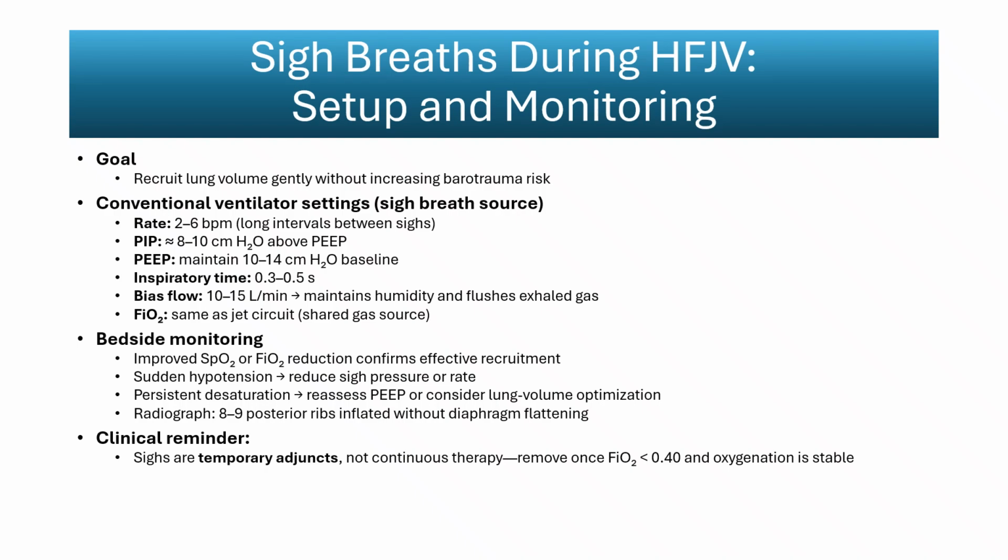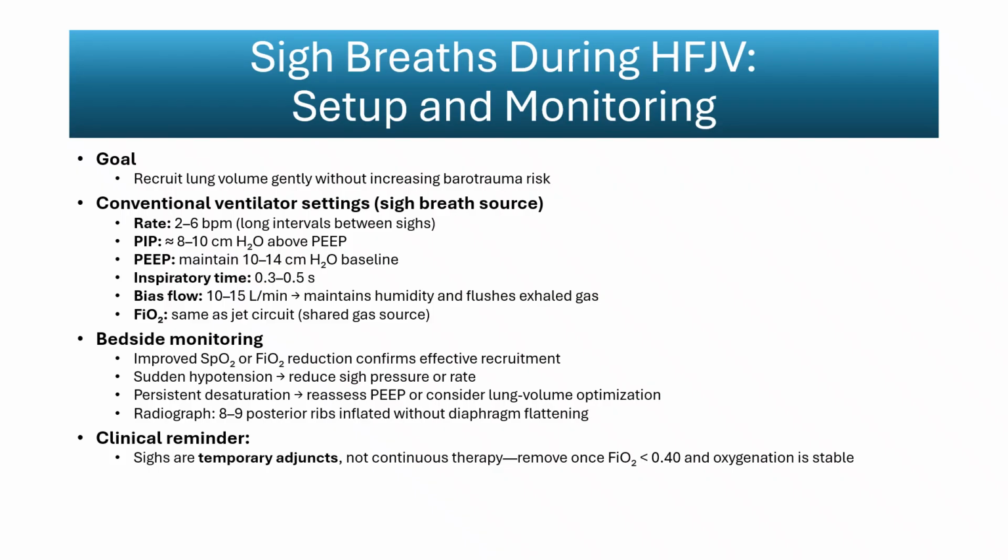The rate is set between 2 and 6 breaths per minute, giving sufficient time between sighs for passive exhalation and jet function. Peak inspiratory pressure is usually 8 to 10 centimeters of water above baseline PEEP to open alveoli without overdistension. PEEP remains at 10 to 14 centimeters of water to sustain recruitment between sighs. Inspiratory time of 0.3 to 0.5 of a second allows uniform gas distribution to slow-filling regions.